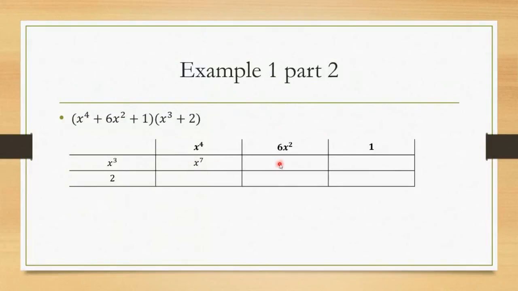What about this grid entry? We're going to multiply the first row and the second column terms together. Doing so, we get 6 times x to the 5th. Again, we're adding the exponents of x. For this one, we have x cubed times 1. And what do we get? x cubed. Okay, that's what we're getting.